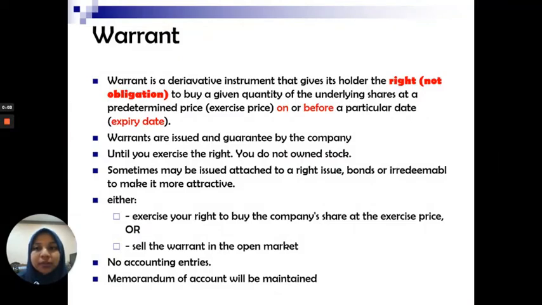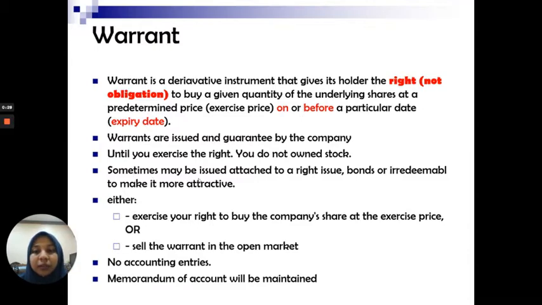So the topic is warrant. A warrant is a derivative instrument that gives its holder the right to buy a given quantity of the underlying shares at a predetermined price on or before a particular date. Warrants are issued and guaranteed by the company. Until you exercise the right, you do not own the stock.